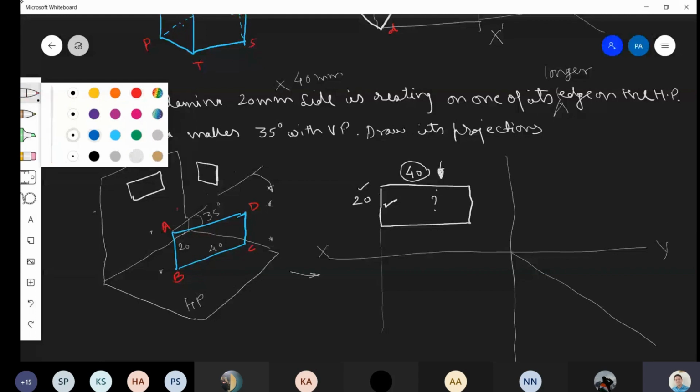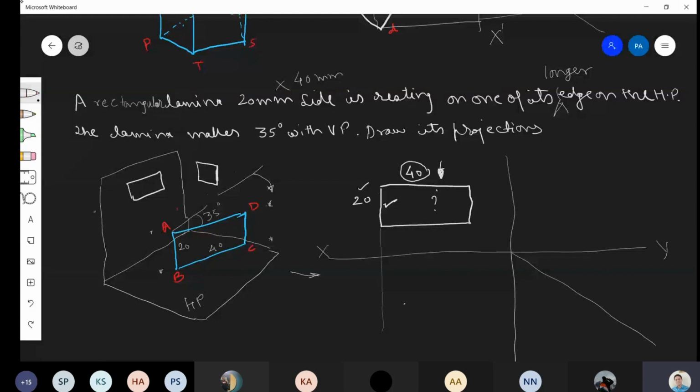What you will see in the top view? Sir, a line inclined to VP. Line inclined to VP at what angle? 35. And what is the length of that line? 40 mm. So this is the view that you will draw, where this angle is 35 degree, and then you can name it. Whatever is the name, we cannot draw this first because we don't know this dimension.